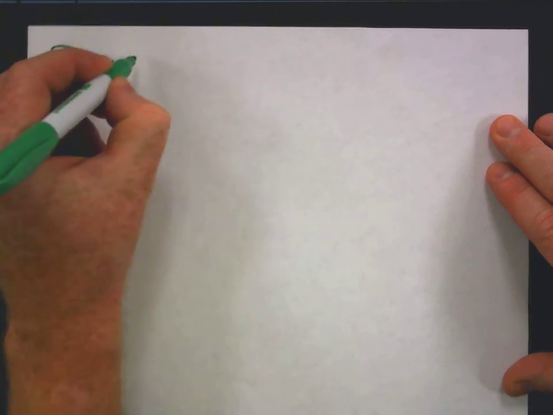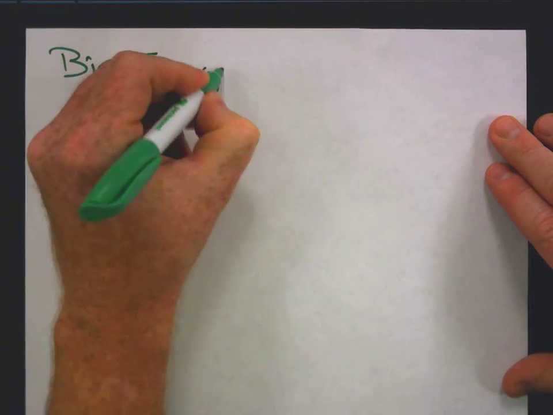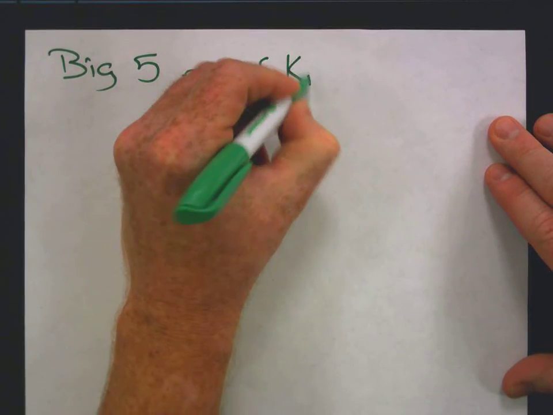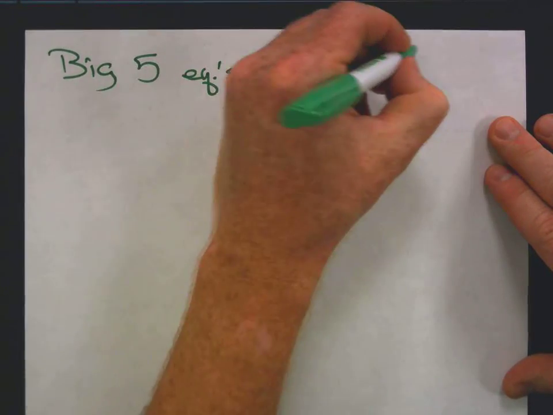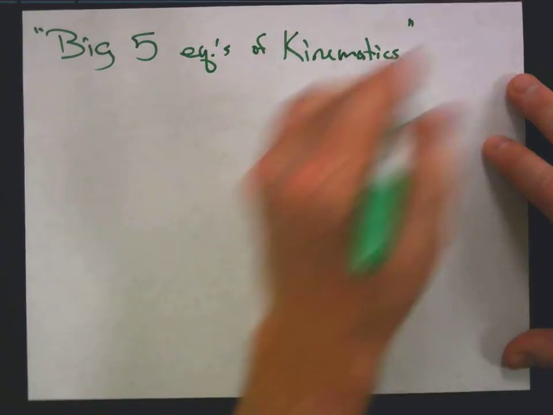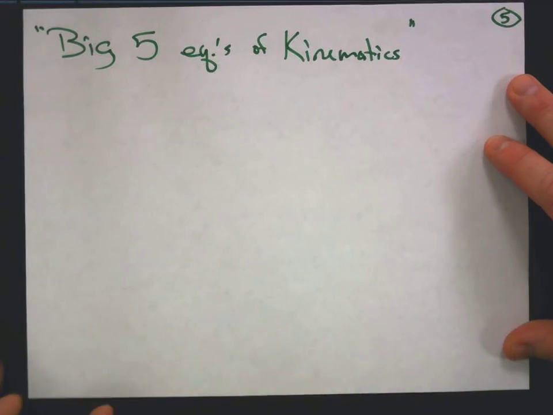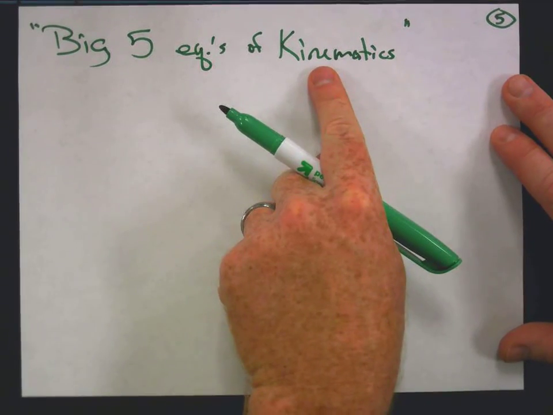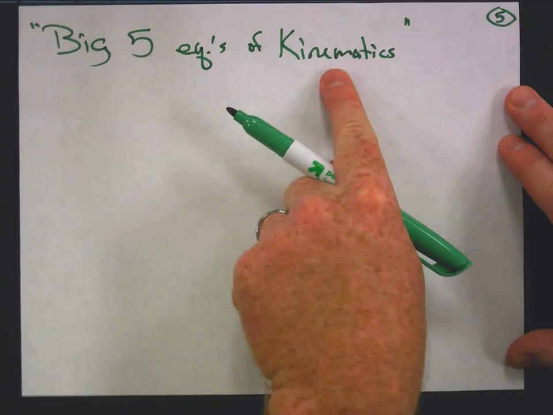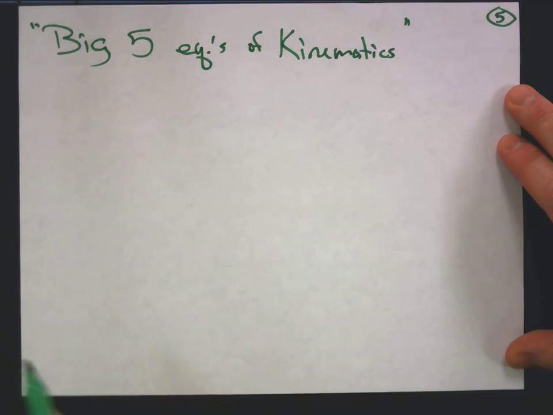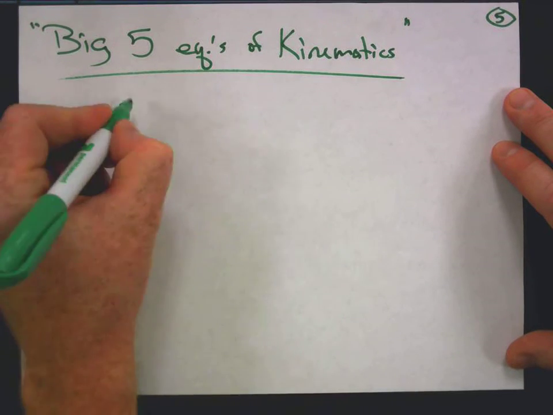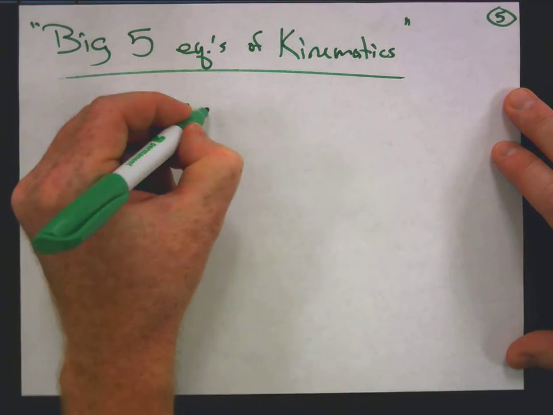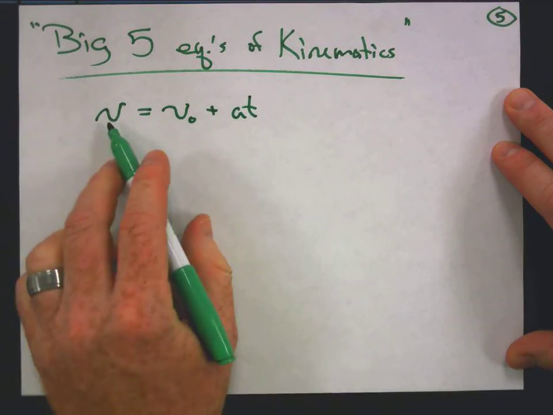So to recap, we have the big five equations of kinematics. I can call it the big five. I don't know who else does. I don't care who else does. Remember, kinematics is the study of motion without dealing with why the motion is taking place. Okay, so here we go. What are these big five? We have an equation for final velocity, if we know initial velocity and rate of acceleration. So this is final velocity at any moment in time.